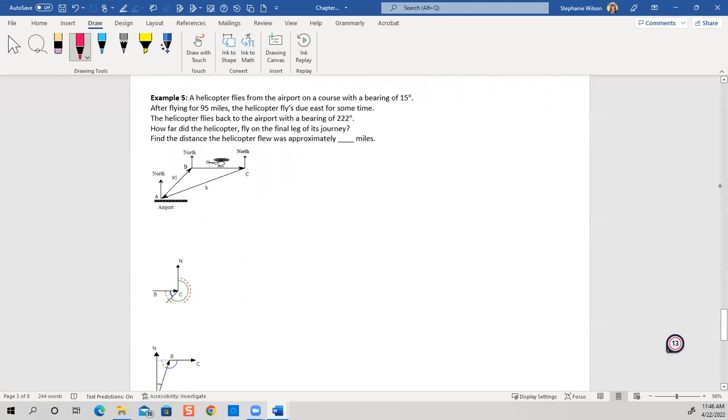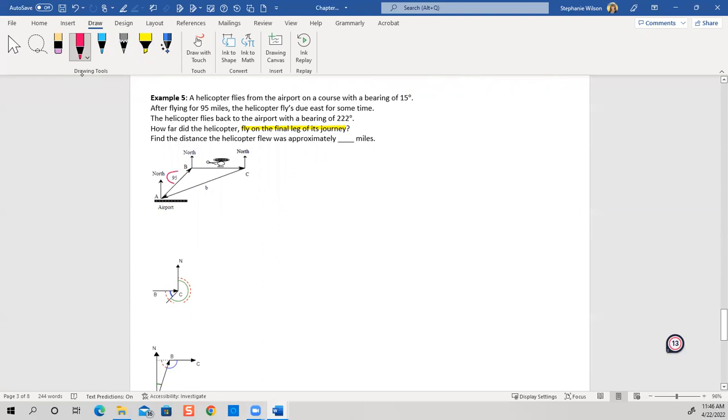Okay, so the underlying question says we want to know how far the helicopter flew on the final leg of this journey. So what I need to do is determine that. If you can ever draw an image of an application problem, it will help. A diagram, image, or chart, whatever it may be. And if you can label it correctly, it will be really useful.